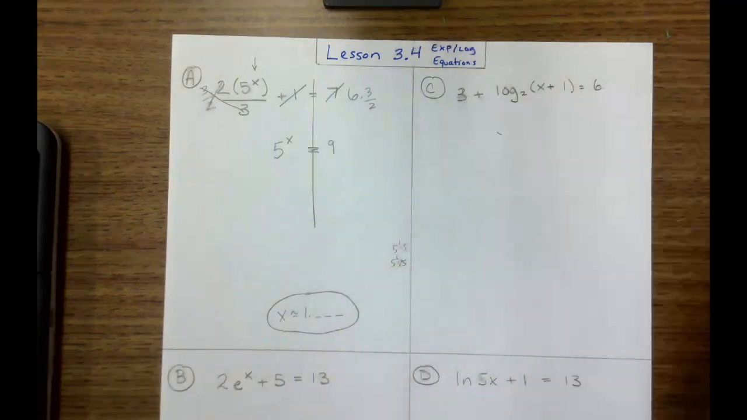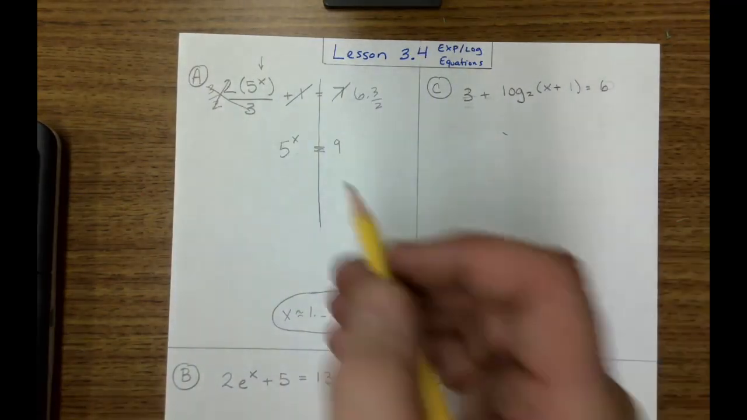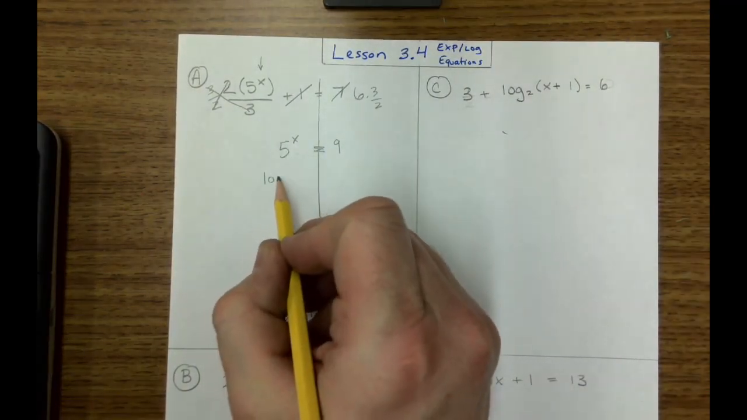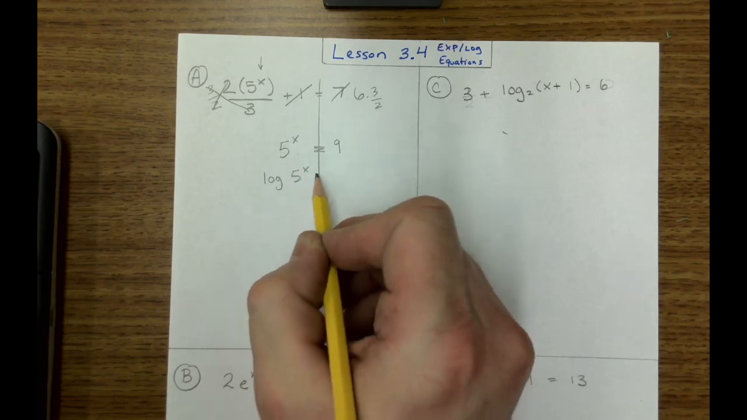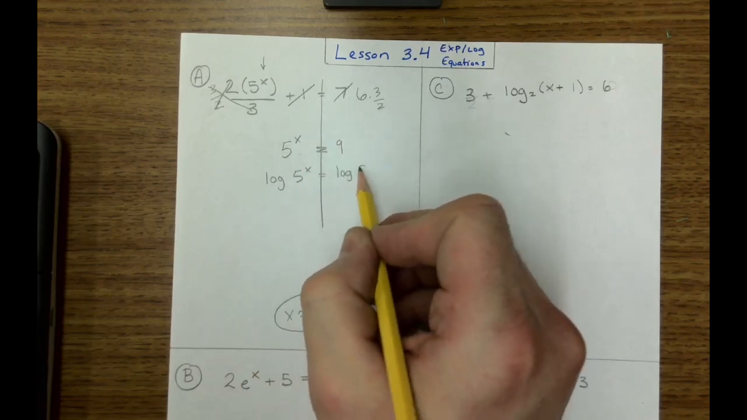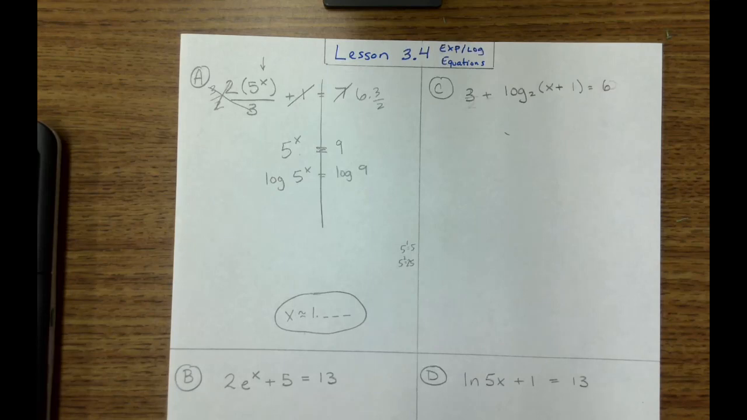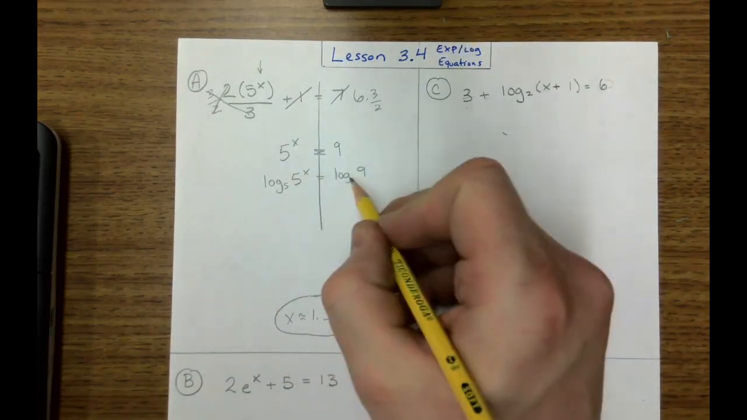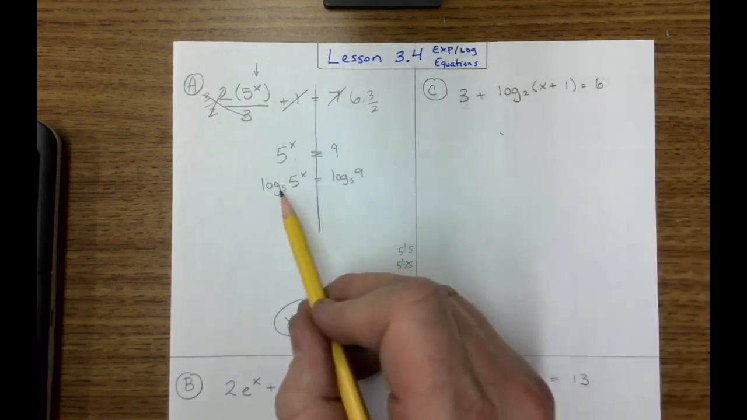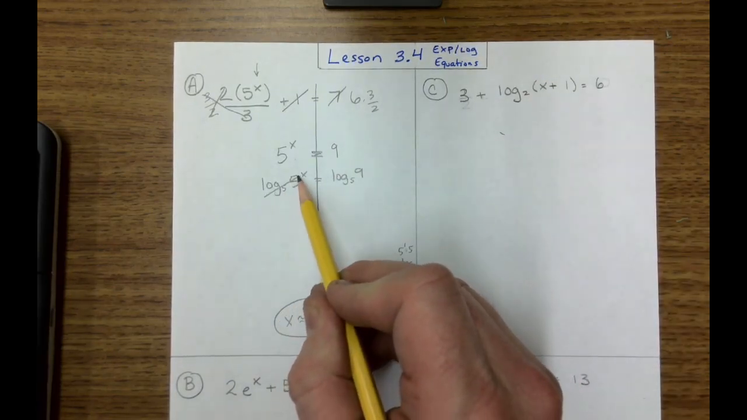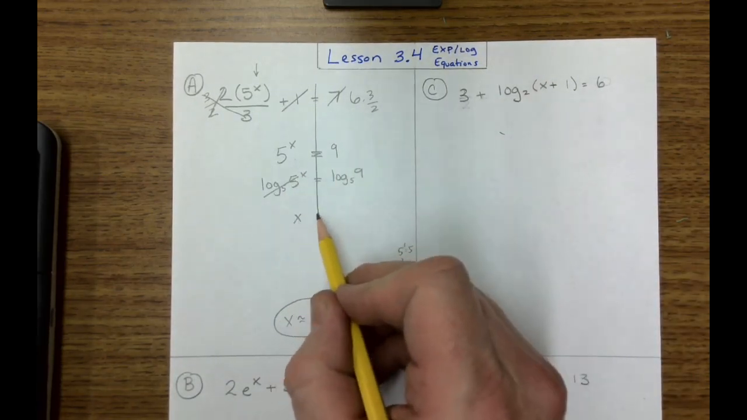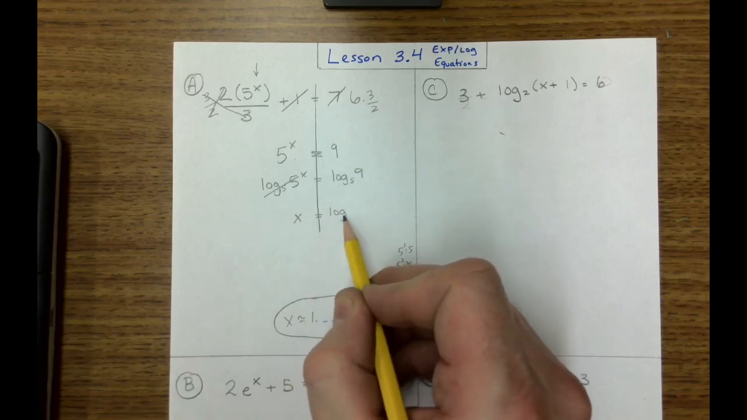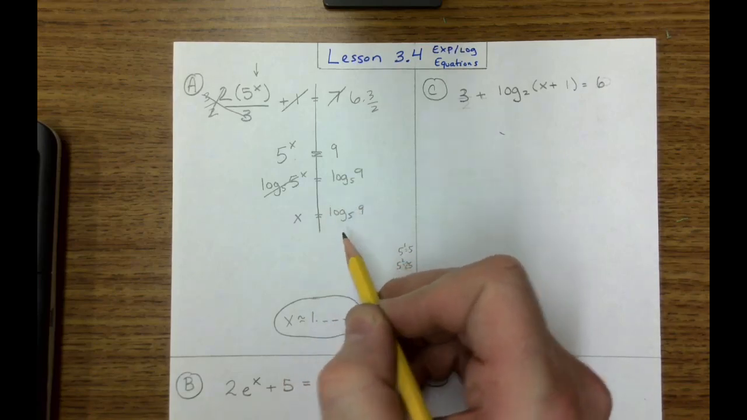All right, and the way we do that is we take the log of both sides. So I'm going to rewrite this as log 5^x equals log 9. Now what base do I want to use? A couple different options here, but if we use the base of 5, it makes this real easy, that can go away to just 1, and I'm left with x is equal to log base 5 of 9.